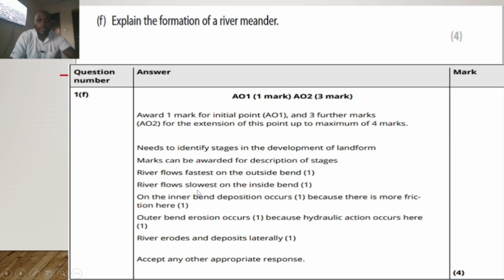Now let's look at this. The river flows fastest on the outside bend, and slowest on the inside bend. So on the inner bend deposition occurs, because there is more friction here, and on the outer bend erosion is taking place. The river erodes and deposits laterally, then we can accept any other. So this is just the guidance to understand how a meander is formed.